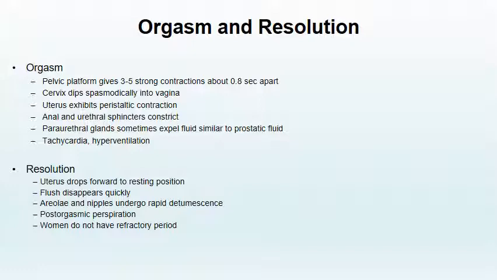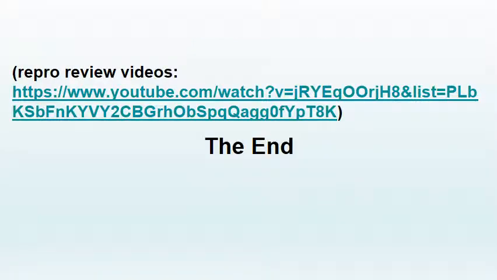One thing that is different between males and females when it comes to the resolution period is that most women do not have a refractory period like we see in males. So they can go from orgasm back into plateau and orgasm again without having to go all the way back down to the resting variables. And that is the end.